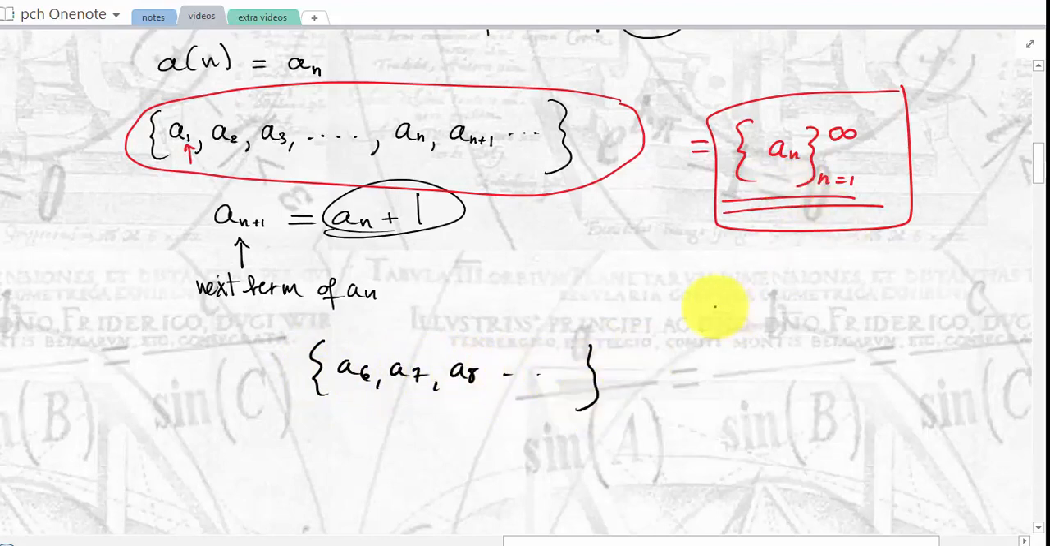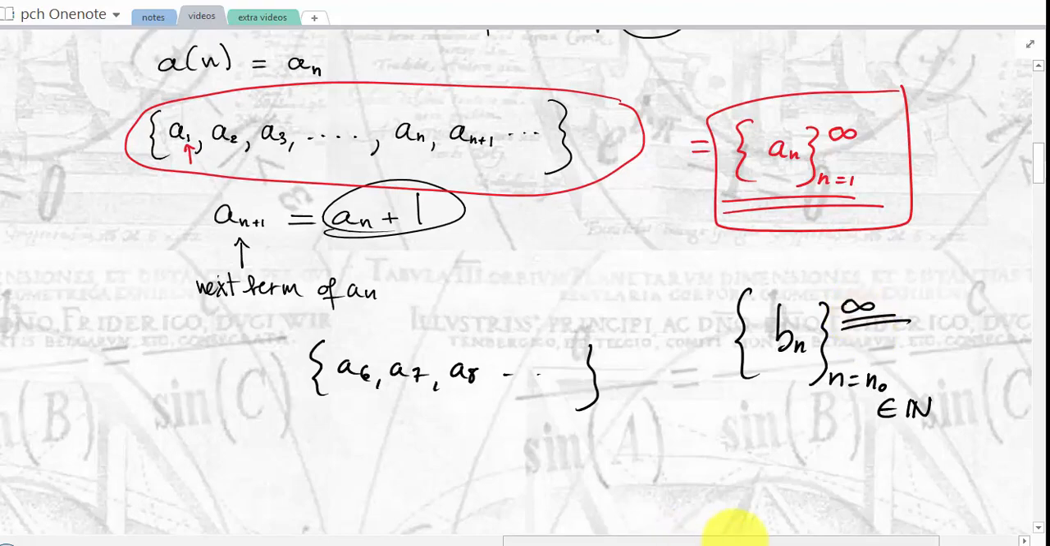Last remark, you don't have to start at 1 actually. There may be sequences that will start at 6, 7, 8 or wherever, okay? You could have a sequence B sub n where the first term is actually n naught, and n naught is a natural number, and it goes up to infinity. Now that has to be there. There are an infinite number of terms in a sequence.